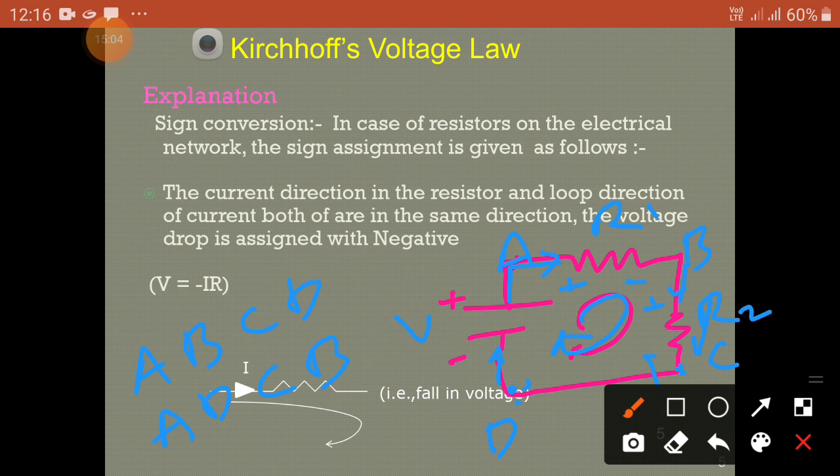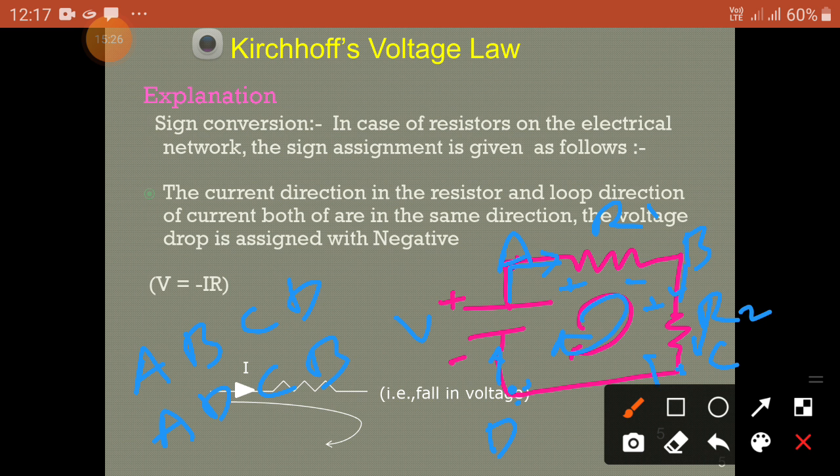That means whatever you assumed, in this case I assumed the clockwise direction first, I am going to get the current in the circuit as 5 amperes. Suppose I assume the anti-clockwise direction, then A, B, C, D, I am going to get the current I equal to minus 5 amperes.